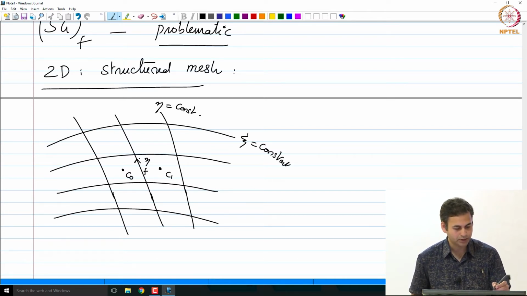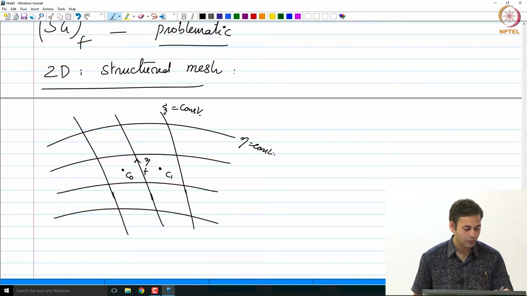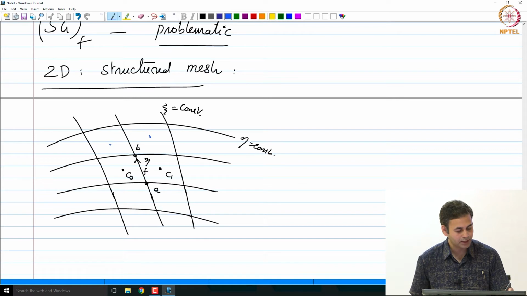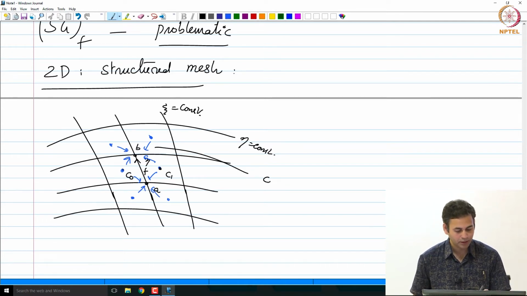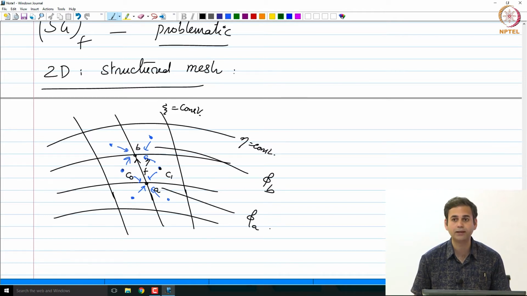Let me change this. So, this is xi equals constant, and let us call this eta equals constant. Then what would be the gradient in this direction? We will call this b and this a, and then using these cell centroid values, we can calculate the value of phi b. Similarly, using all these cell centroid values, we can calculate the value of phi a. Essentially, phi b and phi a can be calculated using all the cell centered values by using interpolation.